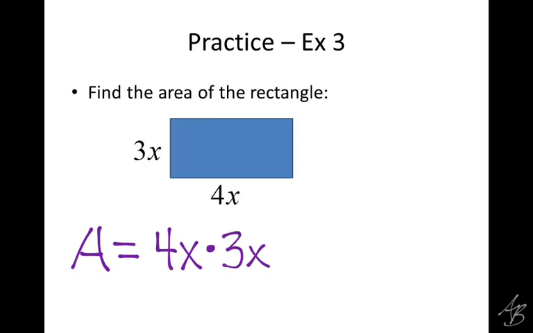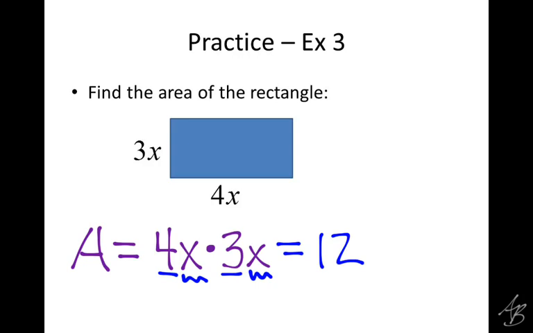Now this is taking us back a little bit, but let's see if we can remember how to do this. When we're multiplying numbers together, or expressions together like this, we're going to multiply the coefficients together first. What are the coefficients here? 4 and 3. What's 4 times 3? 12. Okay, so the 4 times 3 gives us 12, but we also need to multiply the x times the x. What is x times x?